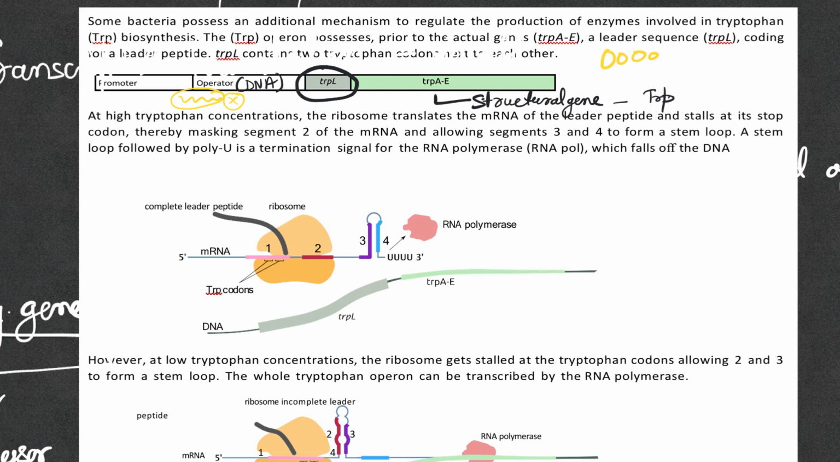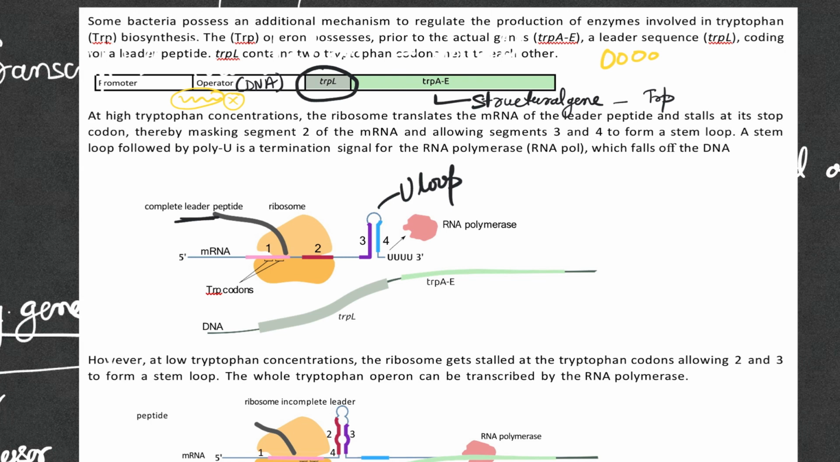Let's call this a leader peptide. The ribosome translates the mRNA of the leader peptide and stalls at its stop codon, thereby masking segment 2 of the mRNA and allowing segments 3 and 4 to form a stem loop. A stem loop is this U loop. A stem loop followed by a poly-U is a termination signal for the RNA polymerase, which falls off the DNA.